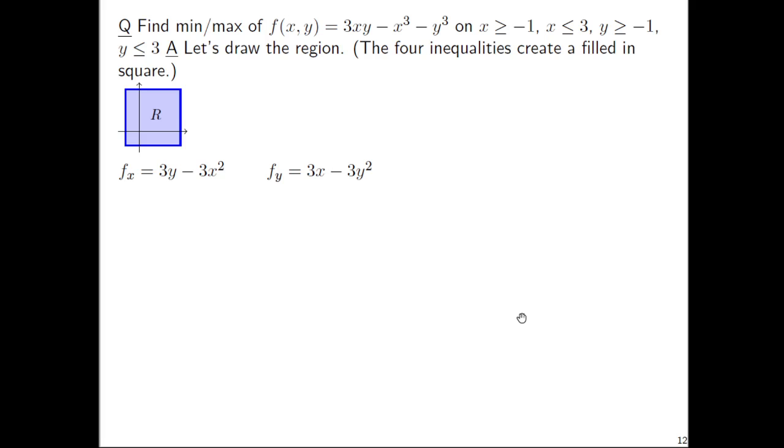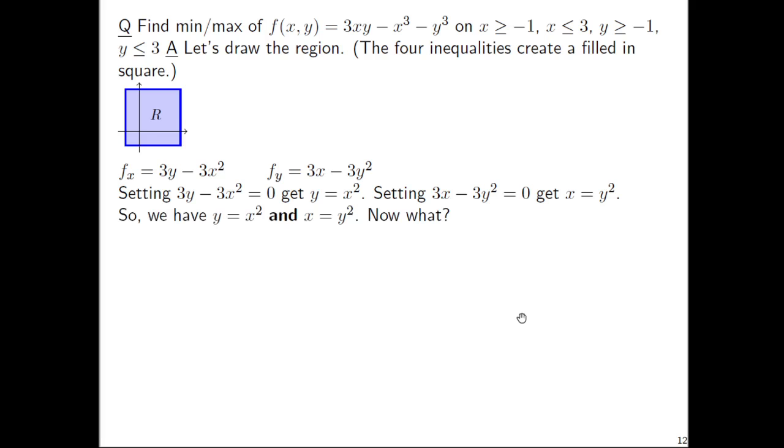When we first compute critical points, we'll take partial derivatives and set them equal to 0. By the way, when you set f_x equal to 0, you end up getting y = x^2. When you set f_y equal to 0, you end up getting x = y^2. So now you have y = x^2 and x = y^2. Now what? Well, we just substitute, right?